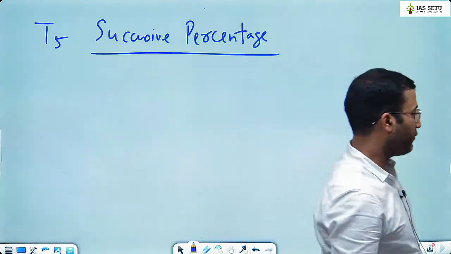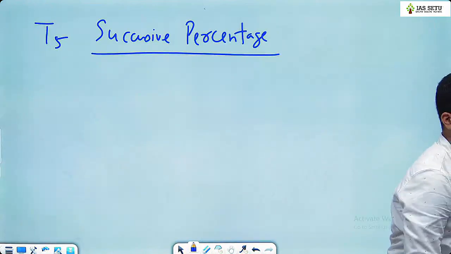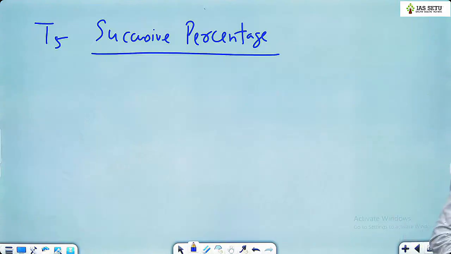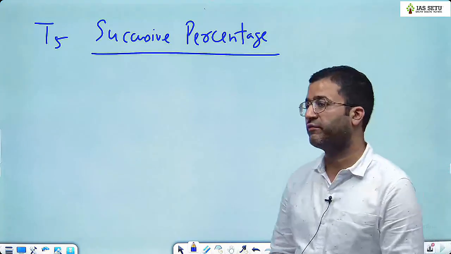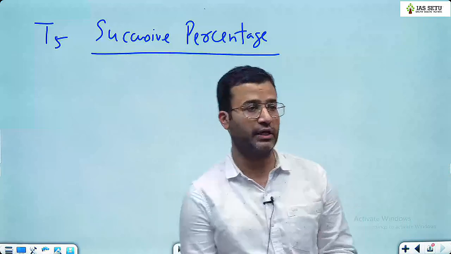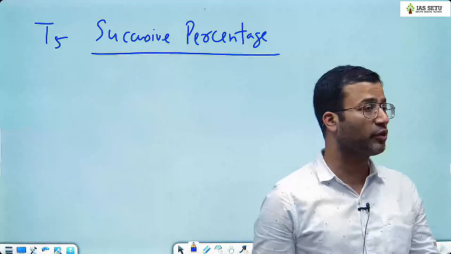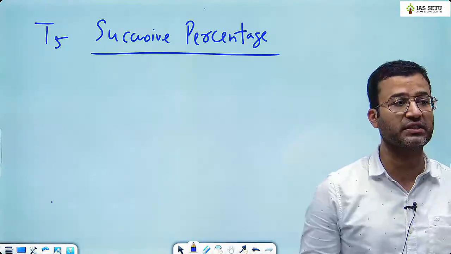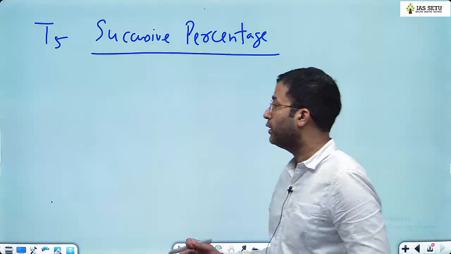Name of type 5 is successive percentage. When we discuss profit and loss, then we will discuss successive discount as well. We will understand what is the meaning of successive percentage.